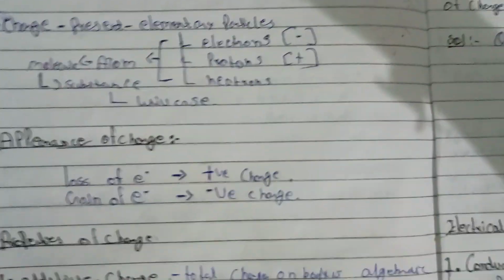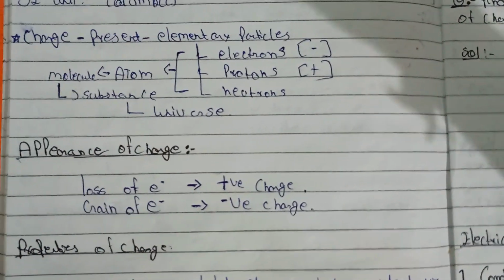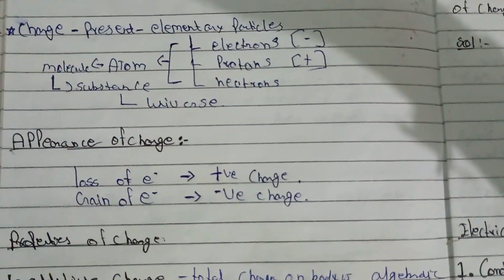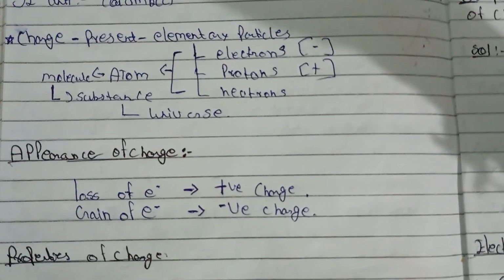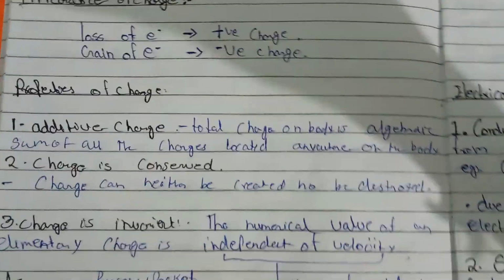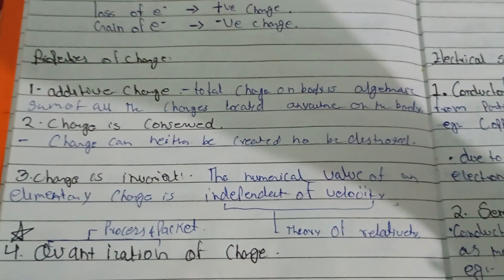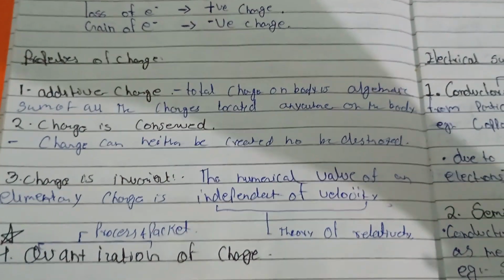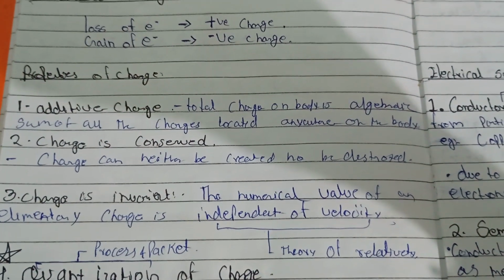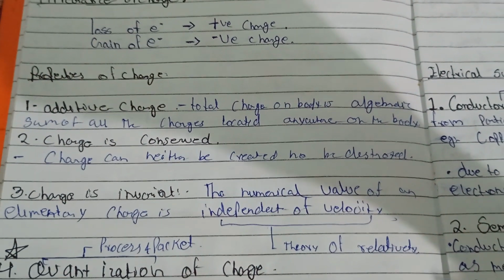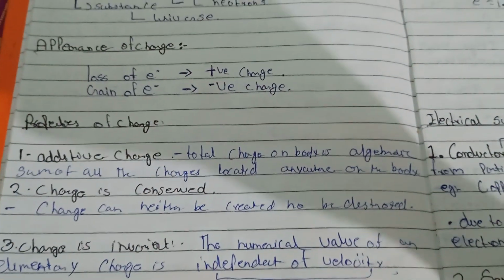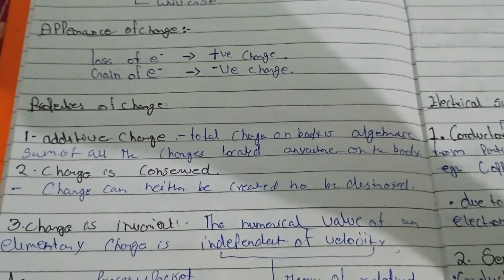Appearance of charge: if an atom loses an electron, it has a positive charge, and if an atom gains an electron, it has a negative charge. Properties of charge. First is additive charge. The total charge on a body is the algebraic sum of all the charges located anywhere on the body. It means that the total charge present in the body, whether it is electron, proton, or neutron, is the sum of all the charges inside the body.